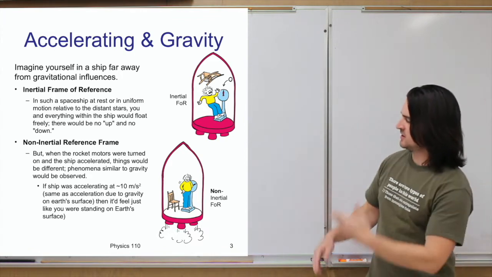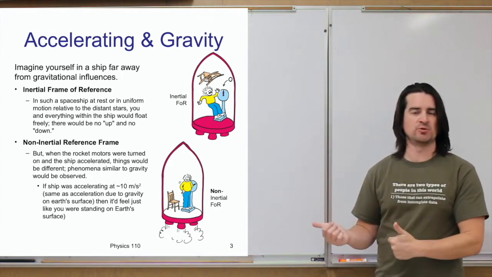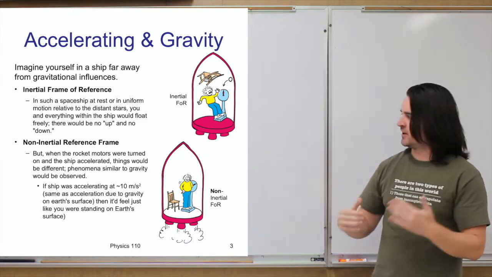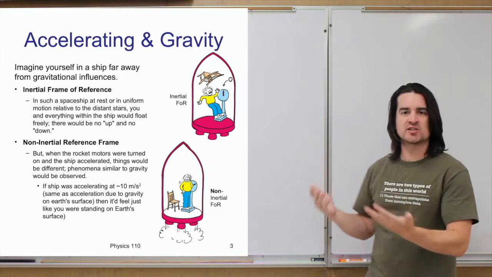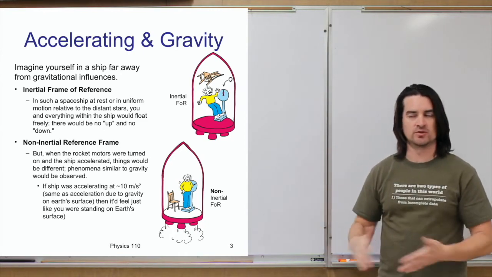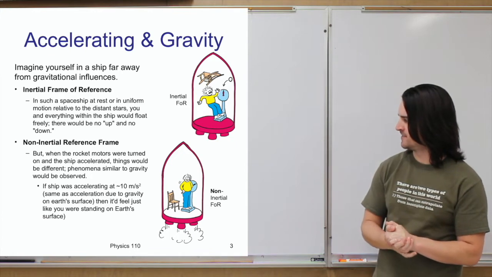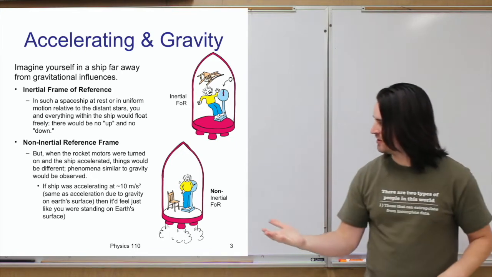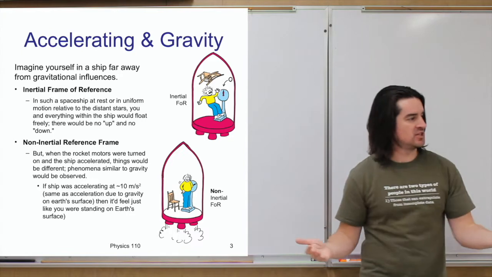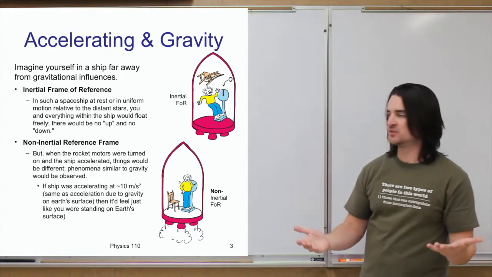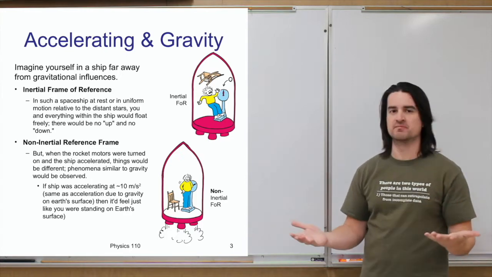All that said, if the spaceship you were in was actually accelerating at 10 meters per second per second, then essentially it would be just like you were standing in Earth's gravitational field, or to be more exact, on the surface of the Earth. So whether you're in an accelerating reference frame or in a gravitational frame, it's hard to tell the difference. The effects are the same.